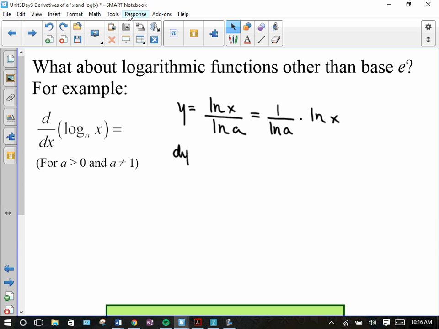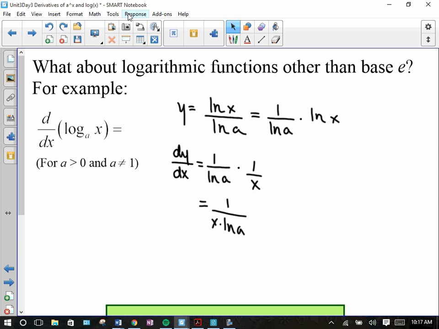dy/dx is equal to, the constant stays there, 1 over the natural log of a times the derivative of the natural log of x. Now we can just combine this. We get 1 over x times the natural log of a. And there you go. That's how you do this.